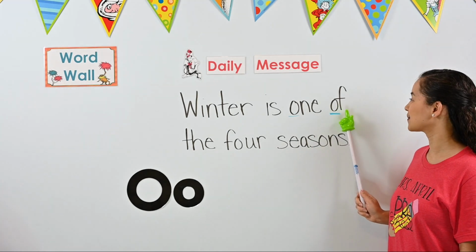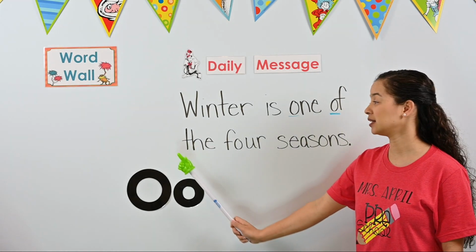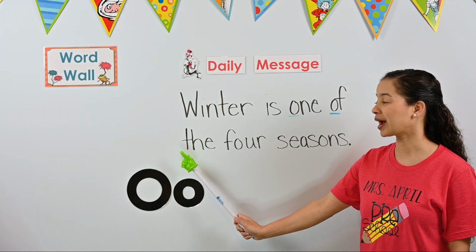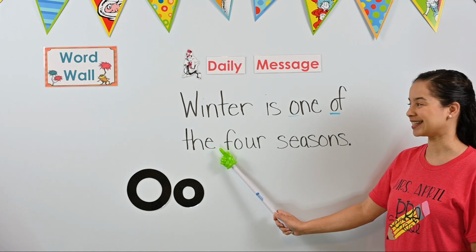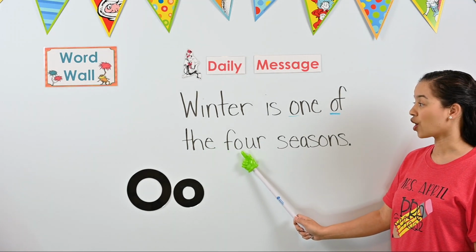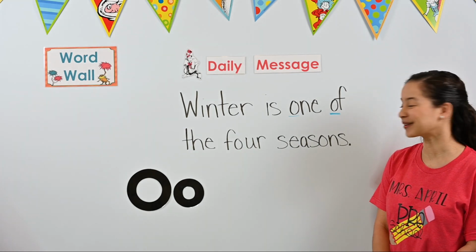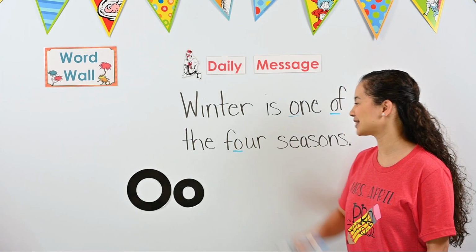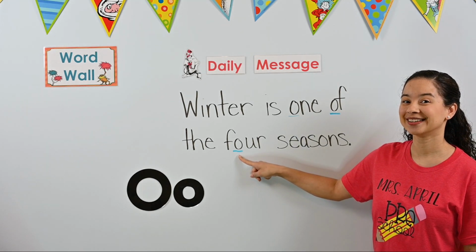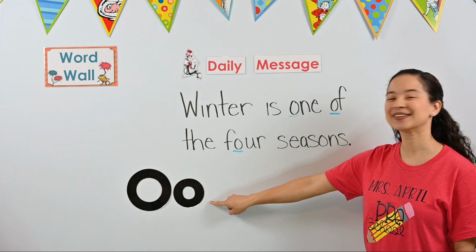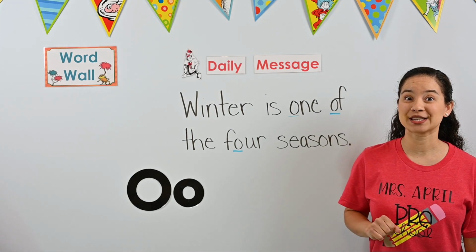Let's keep looking. Oh, I'm at the end of my line. That means I need to go down one line and back to the left. And then I'll start moving to the right again. I'm looking for an O. Remember, say stop when you see one. Did you say stop? Awesome job. This is the letter O. Let's underline this O. Is this one an uppercase O or a lowercase O? It's a lowercase O.